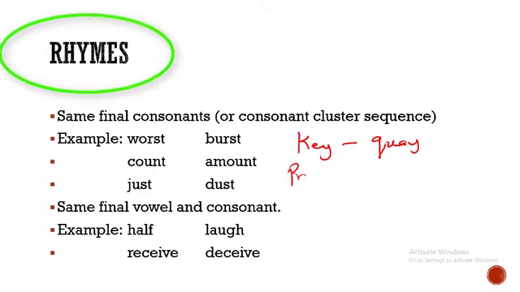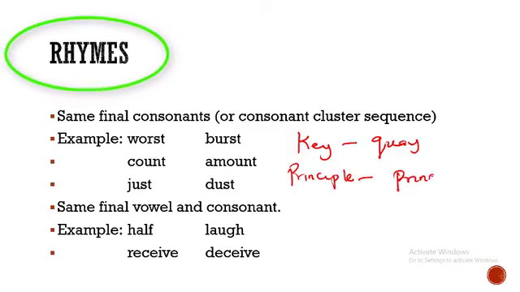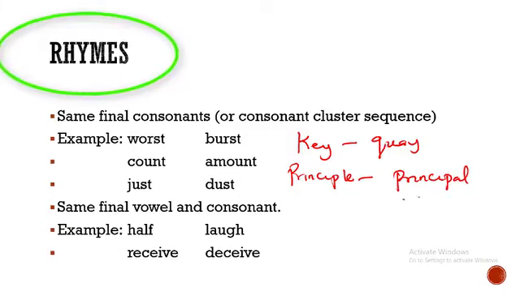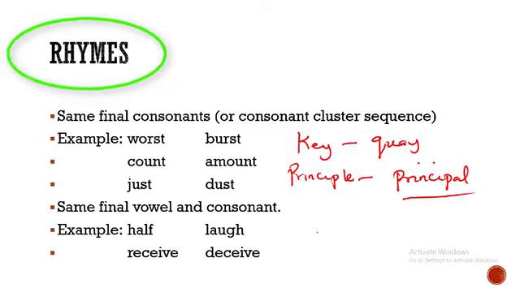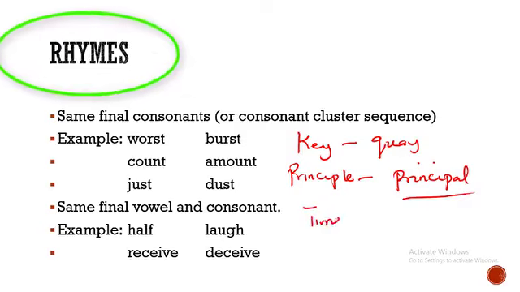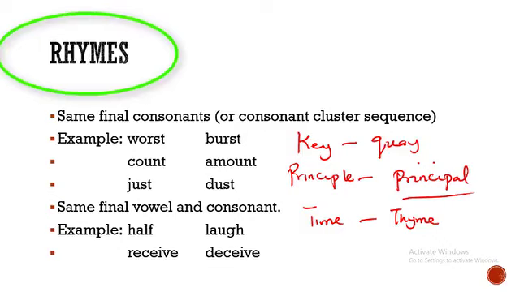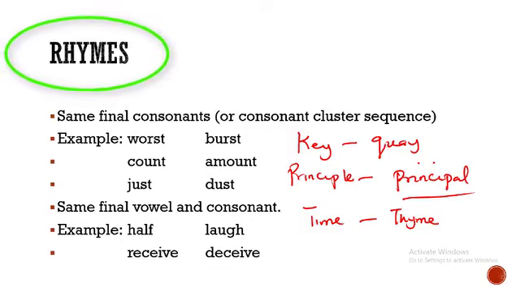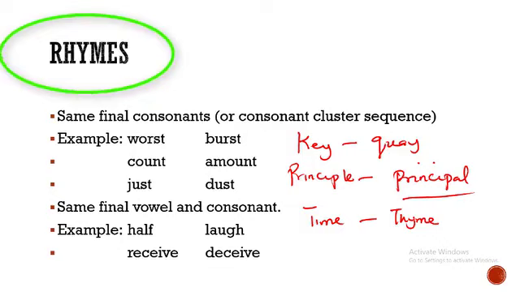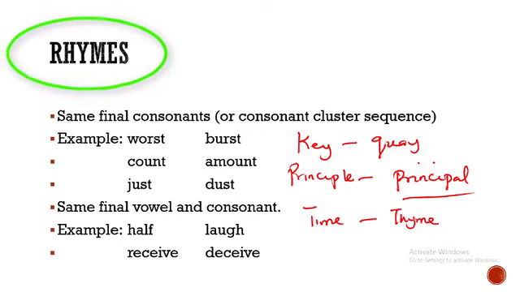Okay, so we also have principle, and this also sounds the same. It's not principal, it's principle. Okay, we also have this time, and we also have this as what? Time. Alright, so these are rhyme schemes. So they must not necessarily be spelled the same way, but they must have the same sound in the final position.